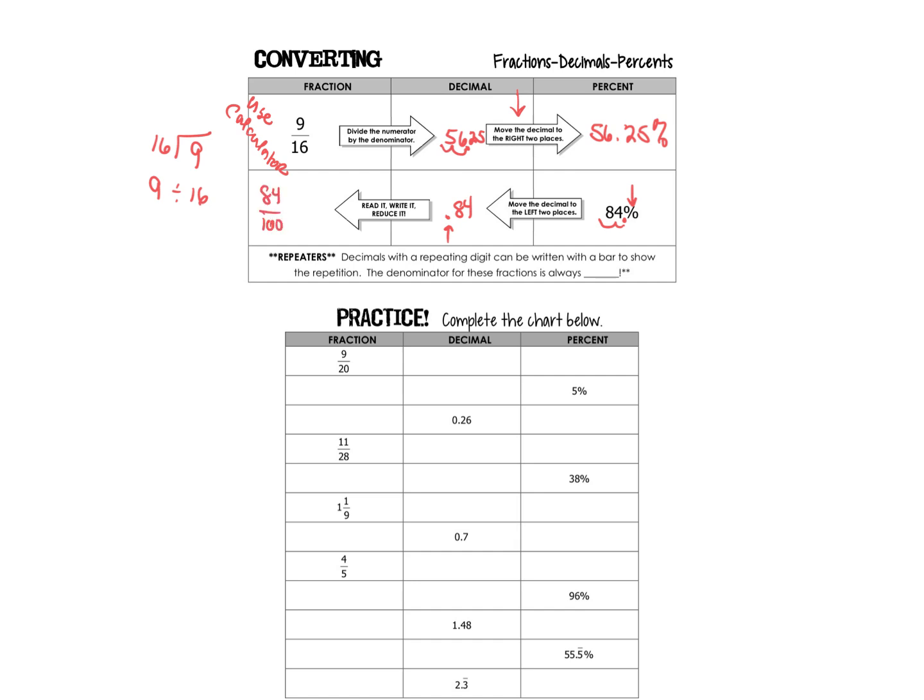And then you simplify that by dividing by the greatest common factor, which would be 4. Divide top and bottom by 4. And that gives you 21 over 25. All right?